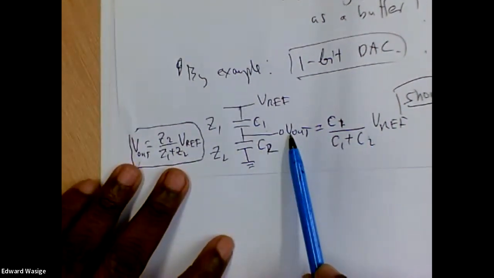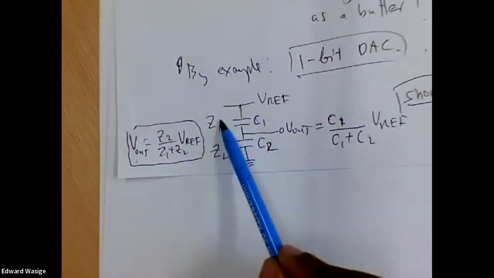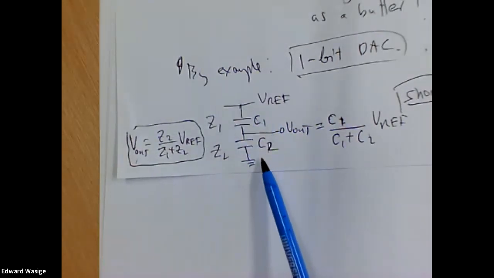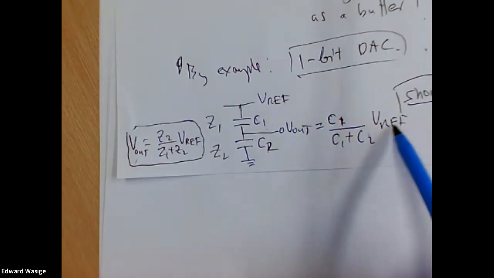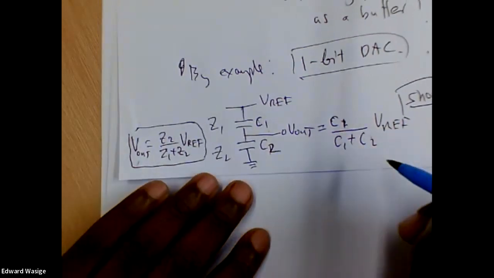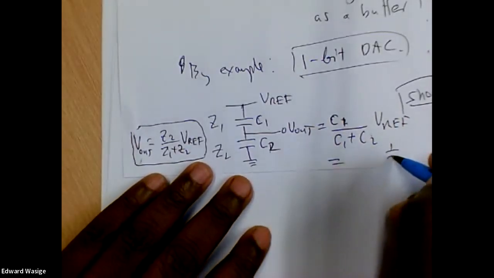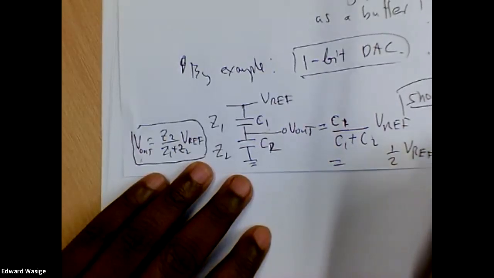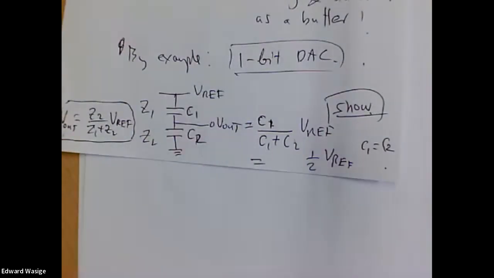That the output voltage here, if I have a capacitor as a potential divider, is the capacitance connected to Vref divided by the sum of the capacitances. That gives us Vref. So of course, if we choose C1 equal to C2, this will be equal to half Vref.